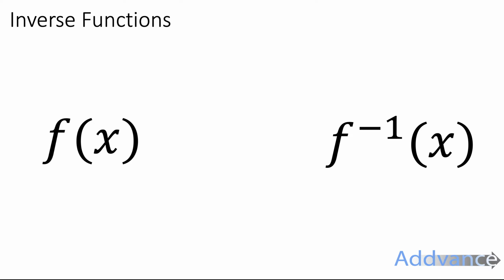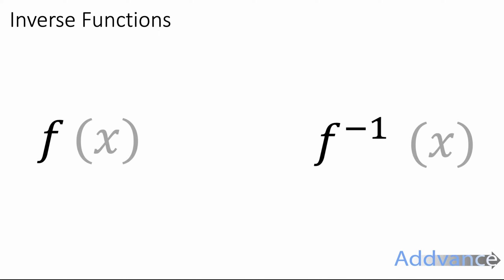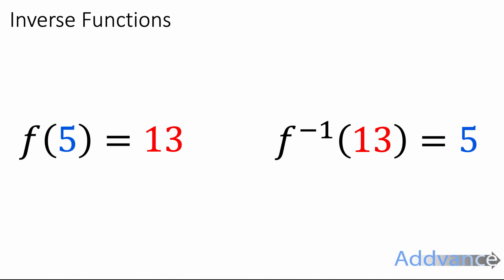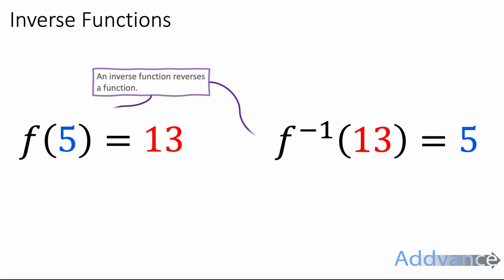So you should already know what a function is, but today we're going to look at what an inverse function is. And what an inverse function does is it does the opposite of a normal function. So for example, f of 5 is 13. So if I put 5 into f, I get 13 out. And what the inverse will do is it'll take the answer and give me the original number. So the inverse of f of 13 will give me 5. And so an inverse function just reverses a function.